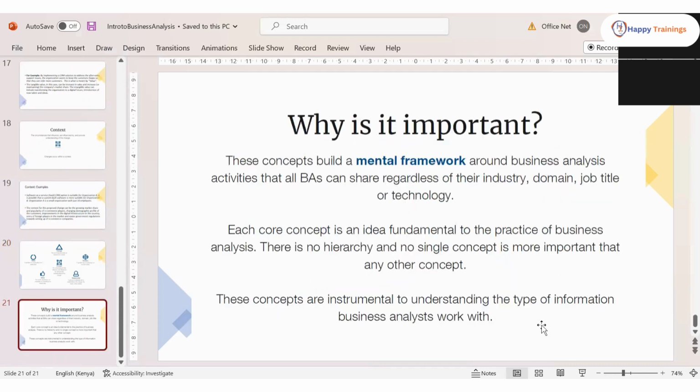These concepts build a mental framework around business analysis activities that all BAs can share regardless of their industry, domain, job title, or technology. Each core concept is an idea fundamental to the practice of business analysis. There is no hierarchy; no single concept is more important than any other concept. These concepts are instrumental to understanding the type of information business analysts work with.